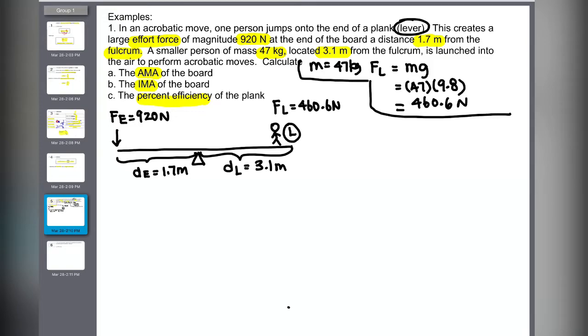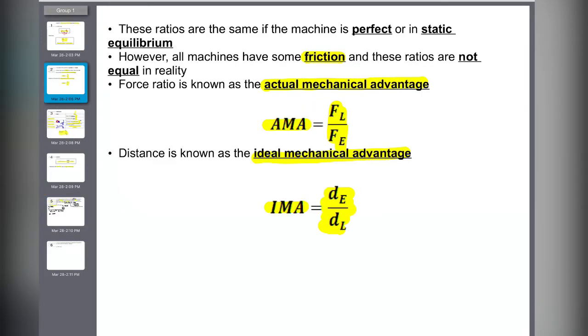And so part A is asking you to calculate AMA. So go back to the equation. AMA is FL divided by FE.